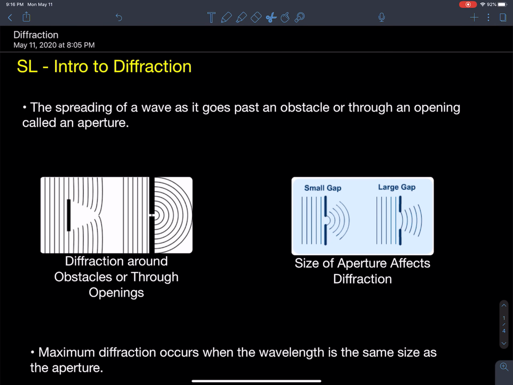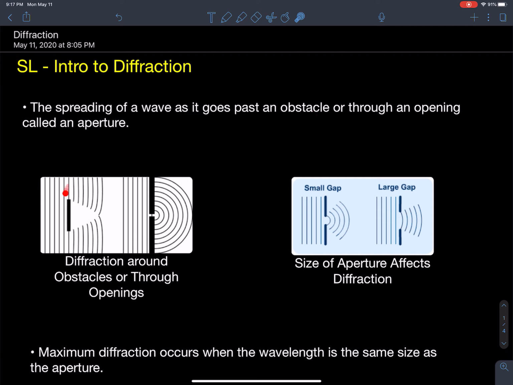Okay, so after talking about two-source interference, the last wave property that we're going to be introducing for the SL, or the core component of waves, is diffraction. And that's the apparent spreading of a wave as it goes past an obstacle or through an opening.